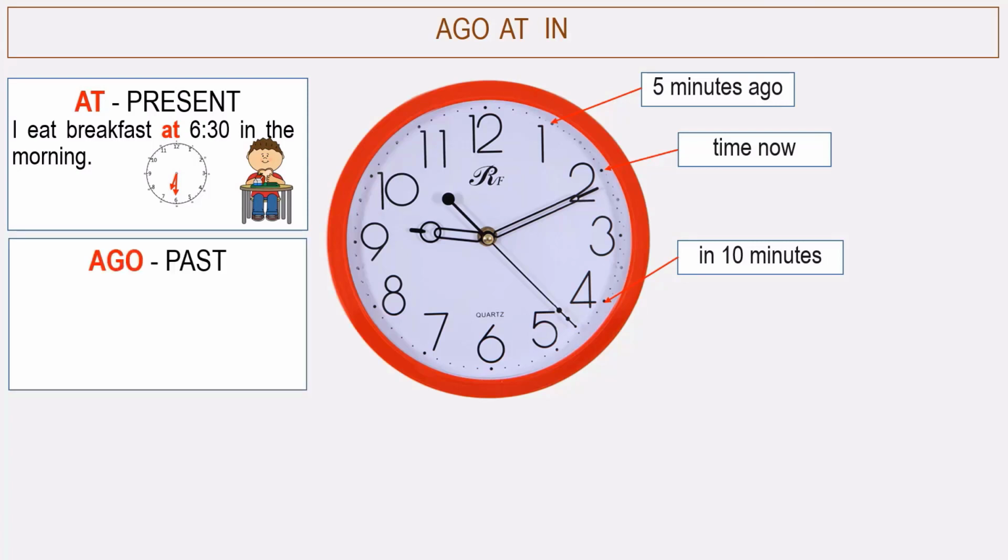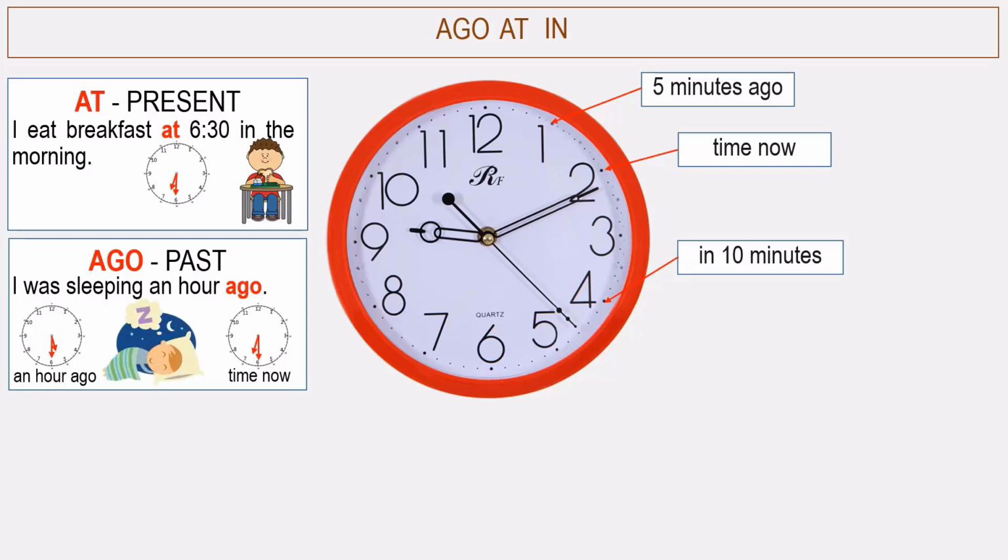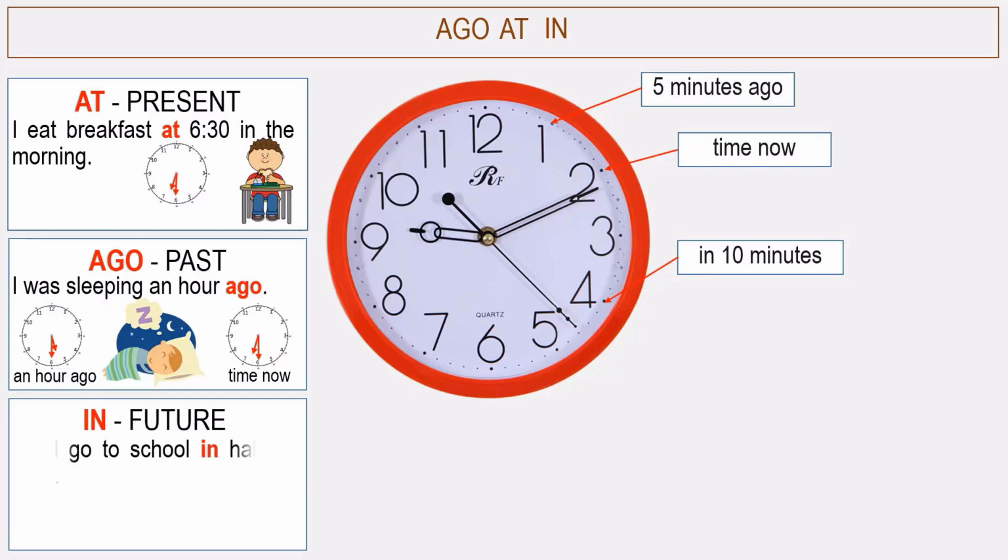Ago, past. I was sleeping an hour ago. In, future. I will go to school in half an hour.